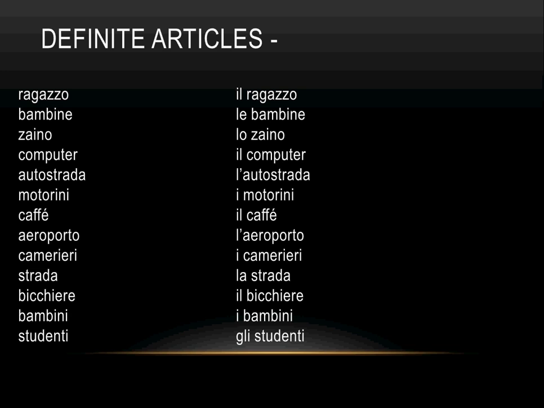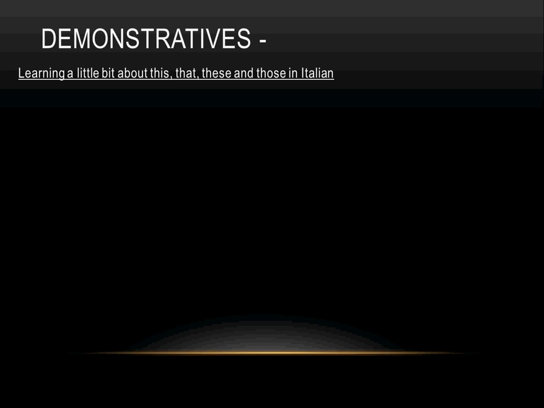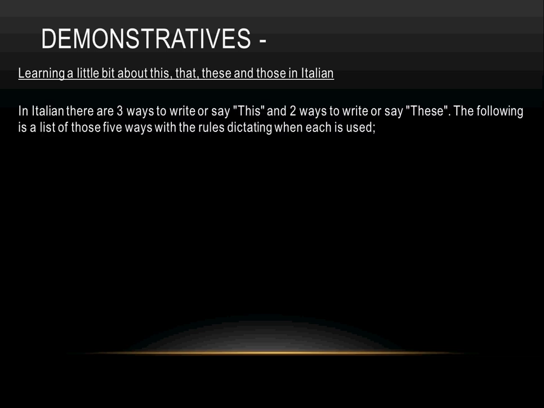If you struggled a lot with these, just like with singular versus plural, you may want to review it a few times until you become comfortable with it. And once you feel like you have this part down pat, or you're at least more comfortable with it, feel free to move on, which we're going to do, moving into demonstratives, learning a little bit about this, that, these, and those in Italian. We're going to start with this and these.